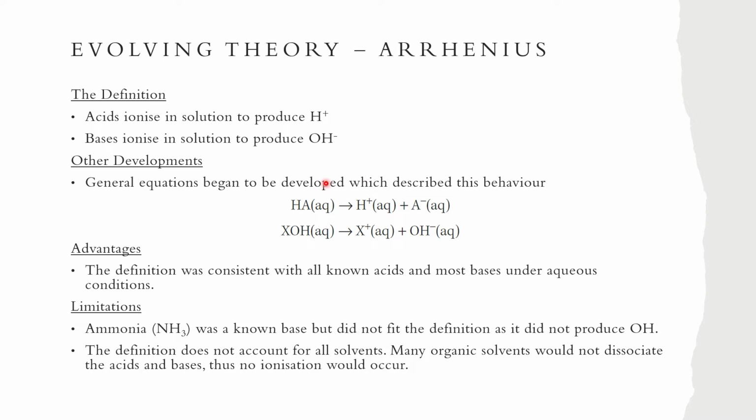And from there, Arrhenius was then able to develop some general equations to describe what acids do and what bases do. This idea of HA was developed, HA being hydrogen, the hydrogen which would be produced in solution, and A being the anion. When going into solution, the acid would form hydrogen ions and the anion as well. For the bases, we would have XOH. We'd have the cation X and the hydroxide going into solution and forming those two ions.